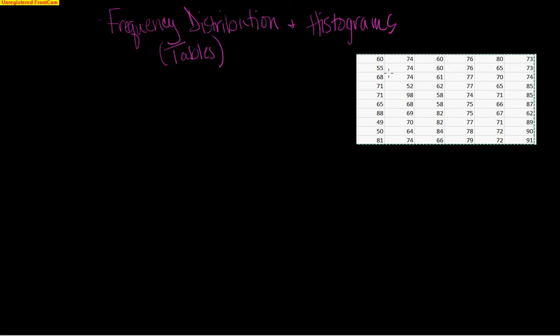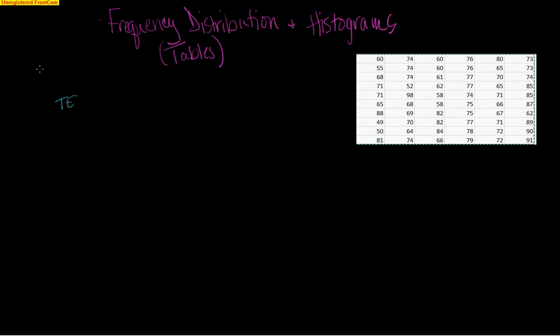Another way of organizing our data is by putting it in what we call a frequency distribution, and we do that by making a table. And it's quite simple, really. It's just putting it into groups, or what we call classes. Sometimes it's called bins. There's different words for different books and so on. But what we're going to do here is create a frequency table for these test scores.